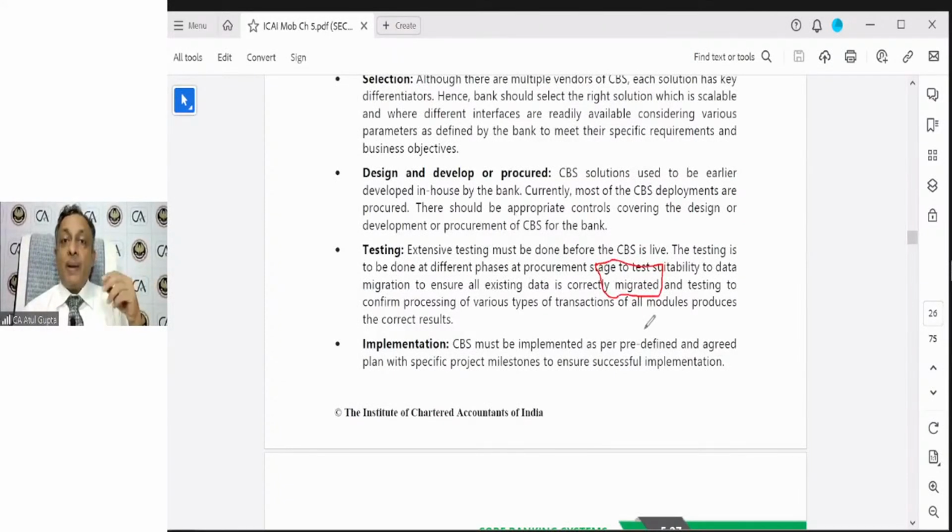So special audits done by professionals are called migration audits. The intent and purpose of that migration audit is exactly what is given in the paragraph: to see whether the data from the old system has been correctly transferred to the new system. So that is testing. There are two aspects: old data has to be transferred correctly, and the current system has to work properly. Both aspects are covered in testing.